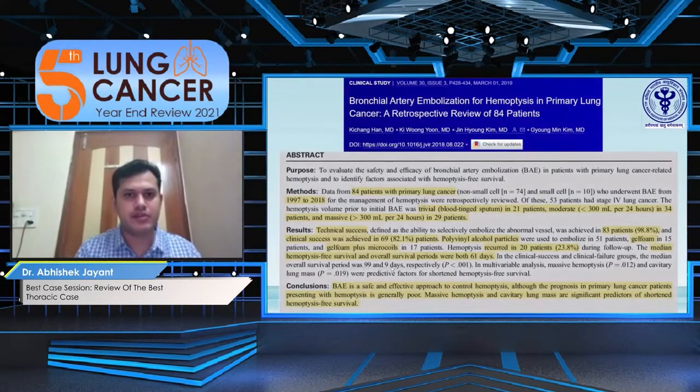Embolization for hemoptysis in primary lung cancer. So this is a JVIR article from 2019 in which they took 84 patients for the study with primary lung cancer who had hemoptysis, either mild, moderate, or massive. They were able to achieve technical success after bronchial artery embolization in 98.8% of the patients, and clinical success was achieved in 82.1% of patients. They used PVA particles, gelfoam, and gelfoam plus microcoils as the embolizing agents. And they concluded that BAE is effective for hemoptysis in malignant cancers.